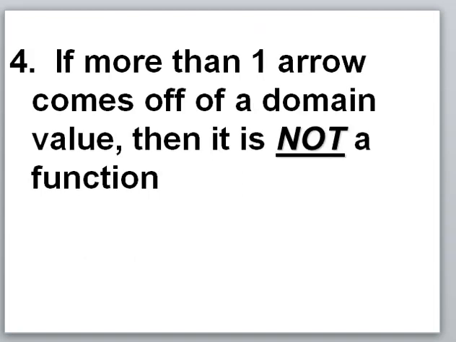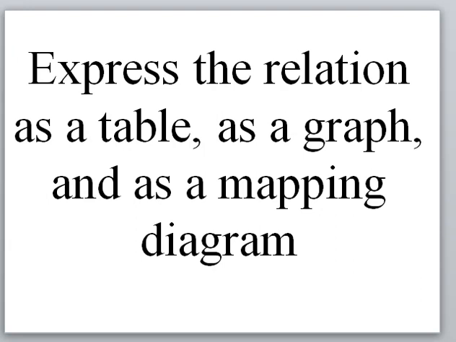A note that you want to make is that if more than one arrow comes off of an x value, then it is not a function. So we're going to be asked whether or not something is a function. We can see that in a mapping diagram, or we can also see it in a graph, and I'll talk more about that as we see some graphs. So one of the first things we're going to do is just some examples where we're going to express the relation. So we'll be given that set of ordered pairs. We're going to first express it as a table, then we're going to create a graph of it, and then we're also going to create that mapping diagram.